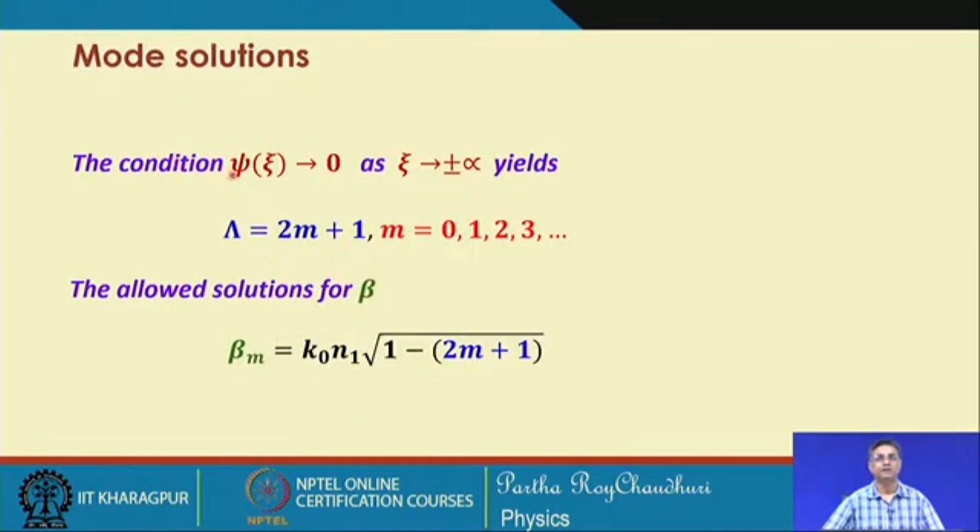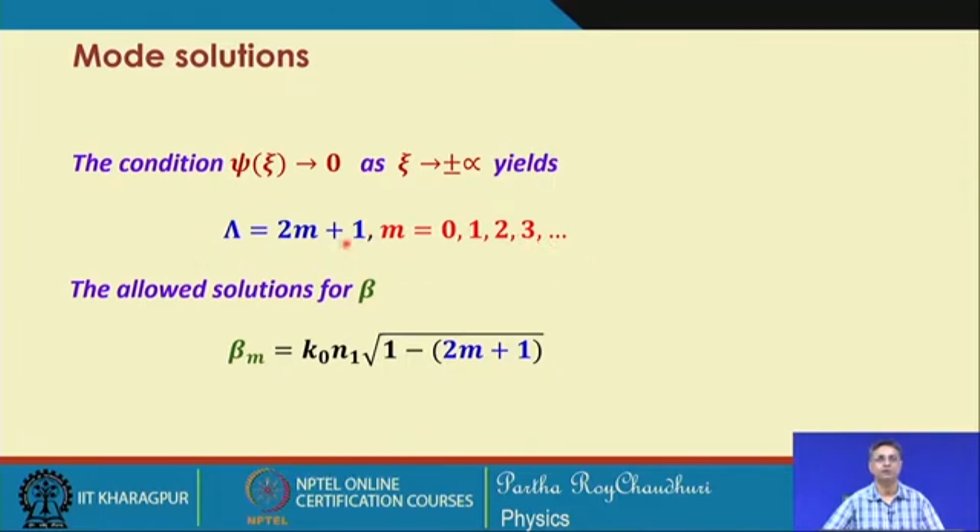The condition psi of xi tends to 0 as xi tends to plus minus infinity, that is as x tends to plus minus infinity, will give you this condition. This is also well known, that lambda equal to twice m plus 1 will be for the various values of m, including 0, 1, 2, 3, etc.